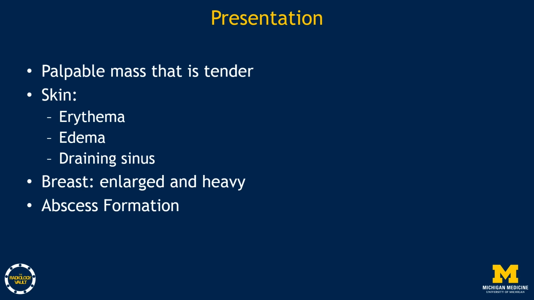Presentation of granulomatous mastitis often includes a tender, palpable mass. The skin can be erythematous, edematous, and there may be a draining sinus. The breast is often enlarged and heavy, and abscess formation is typically seen later on.